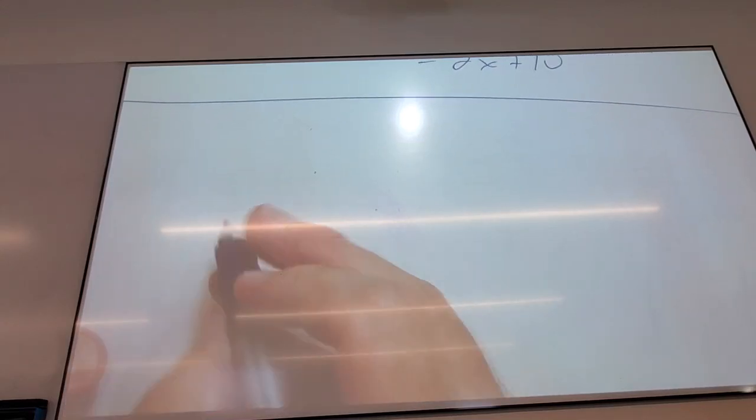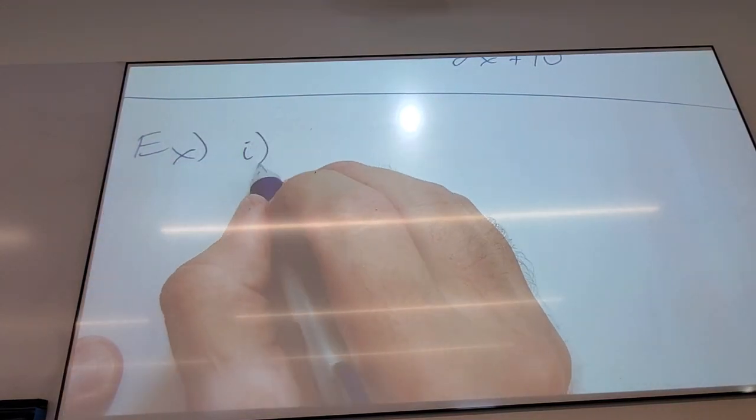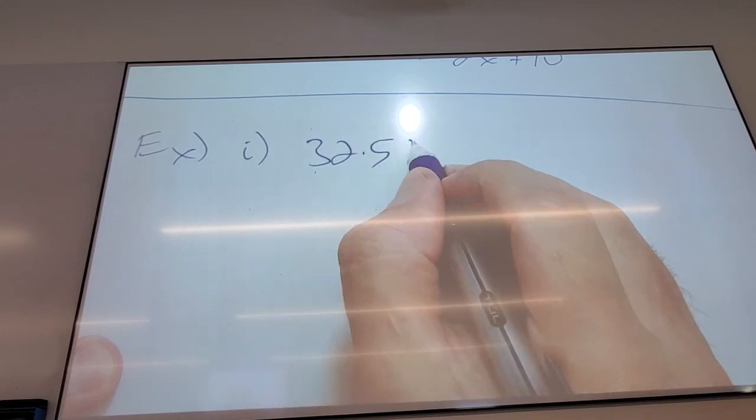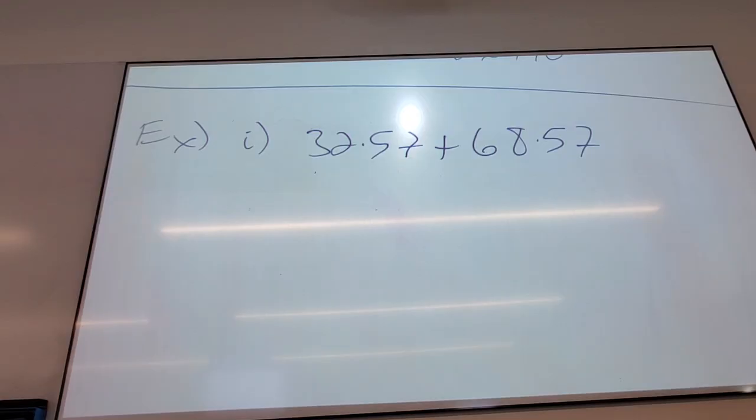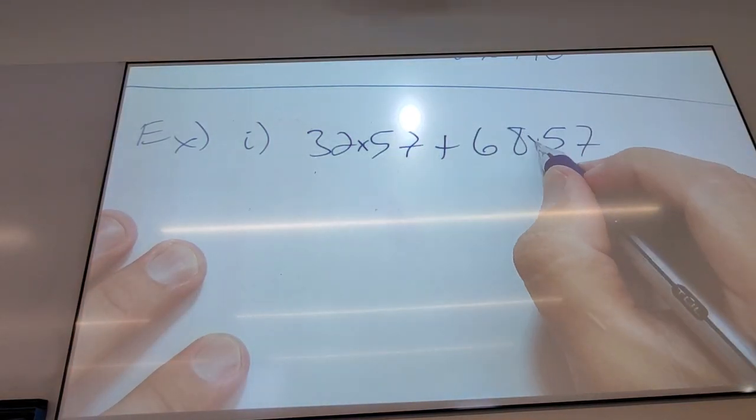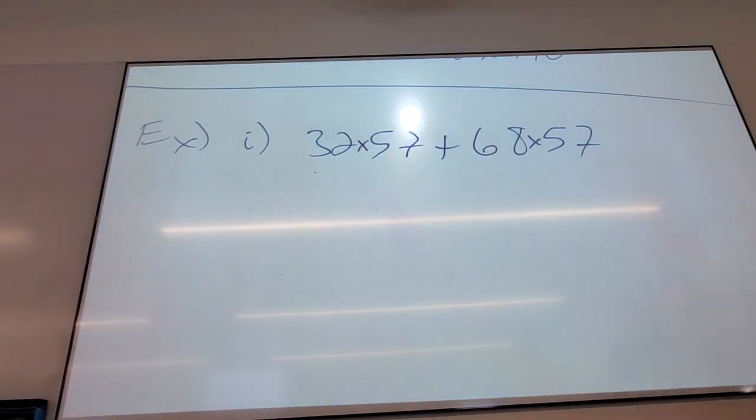Okay, so watch this. How could I use distributivity to help me figure out this problem? I want you to do this by hand. By the way, I'm sorry, I have to force myself to use x for multiplication. So that says 32 times 57 plus 68 times 57. Do you all agree that would be a pain to do by hand, directly the way it's written? 32 times 57, carry the weight, right? You guys agree with me? But do you see something nice about this problem? What's common?